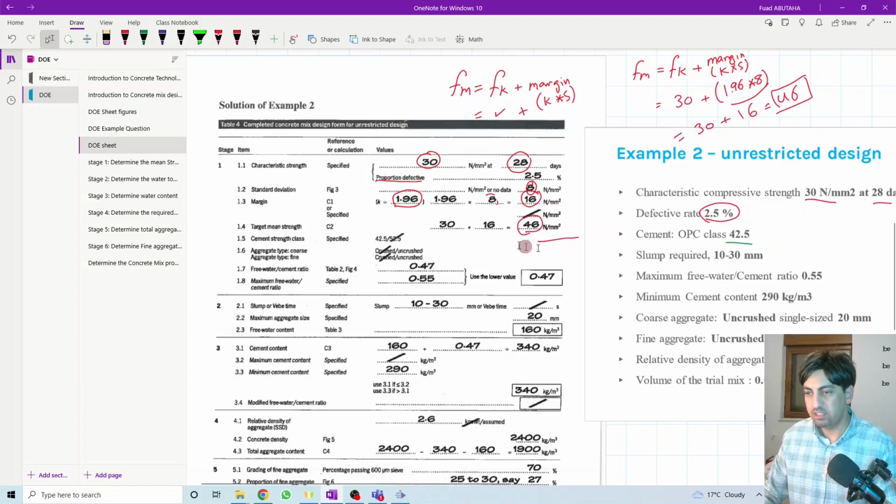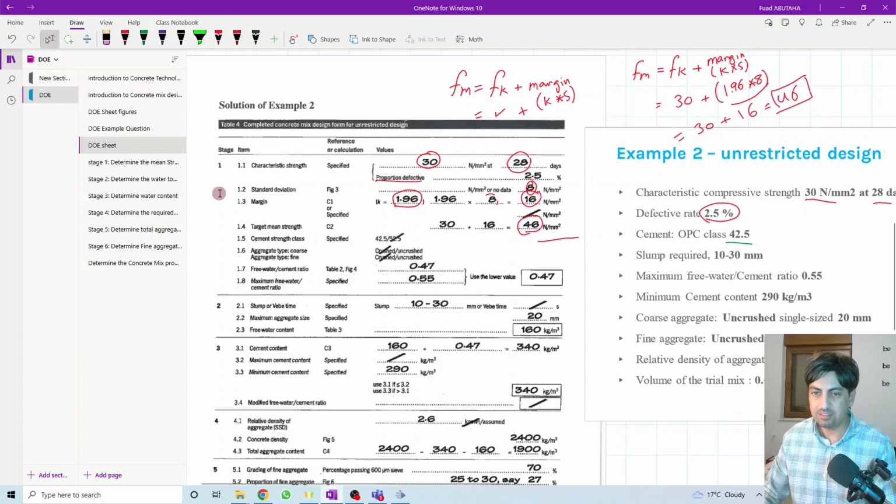In the previous session we stopped at this point of calculating the target mean strength, which is the characteristic strength plus the margin. The margin is the constant k times the standard deviation, and we have learned that if we don't get the standard deviation value in the question, then we go and determine it through the figures. And today we will continue until the end of this section, the first stage.